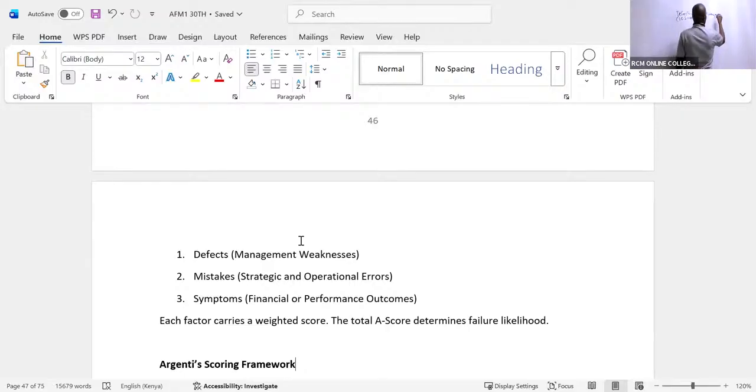After mistakes, of course, now we shall be able to see symptoms. Unfortunately, by the time we are seeing symptoms, it is really too late. So in this case, we'll expect what we call failure. This is what I want you to draw.